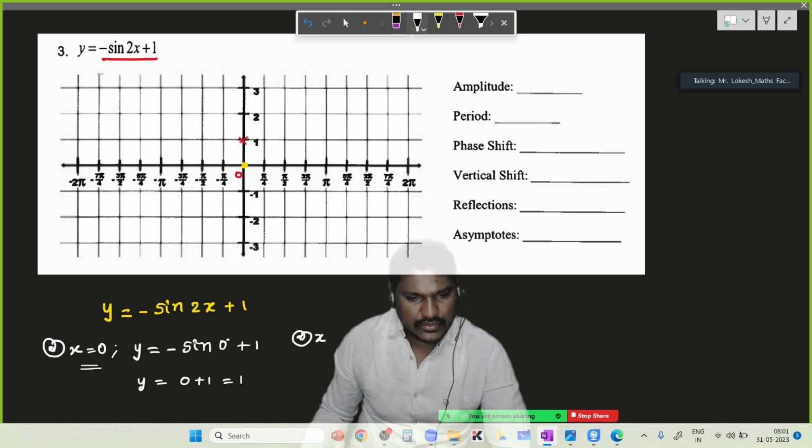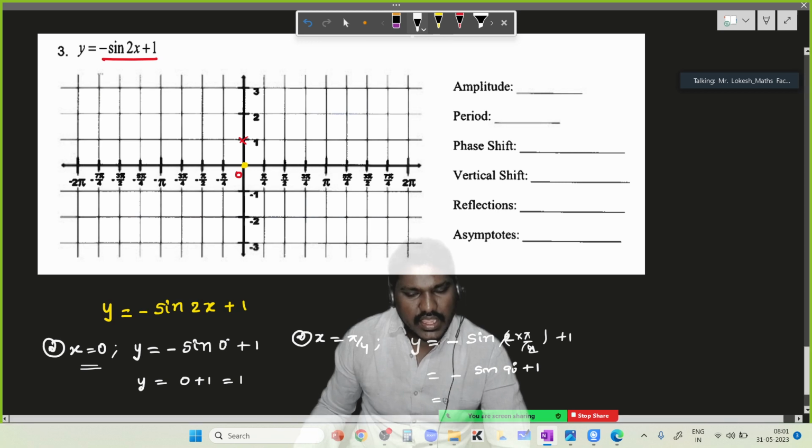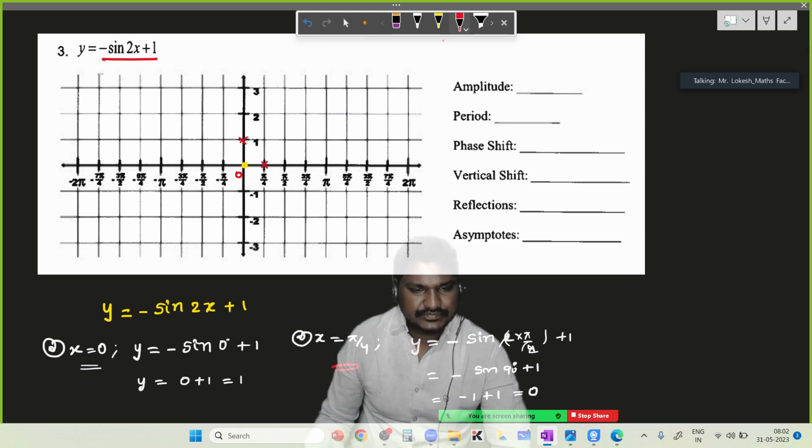So at x is equal to pi by 4, the value of function will be minus sine of 2 times pi by 4 plus 1. So it will become minus sine 90. 2 ones are 2, 2 twos are 2, sine 90, minus sine 90 plus 1. And we know the value of sine 90 is 1. So minus 1 plus 1, the answer is 0. So at x is equal to pi by 4, the value of the function is 0. That means it will come exactly on the axis.